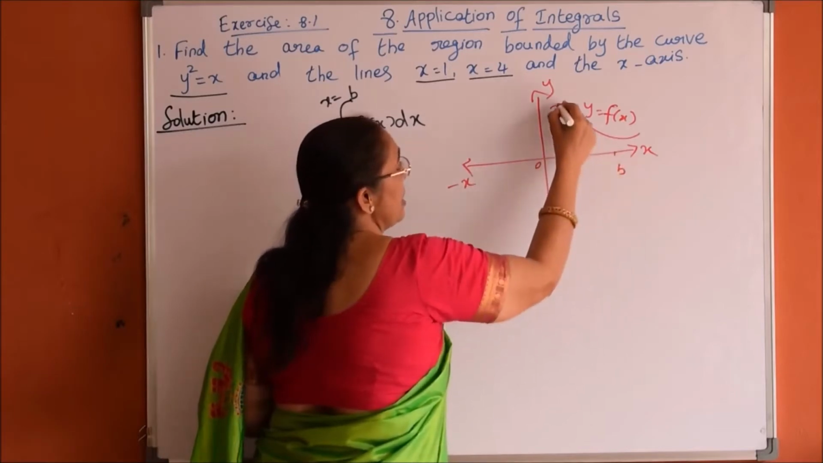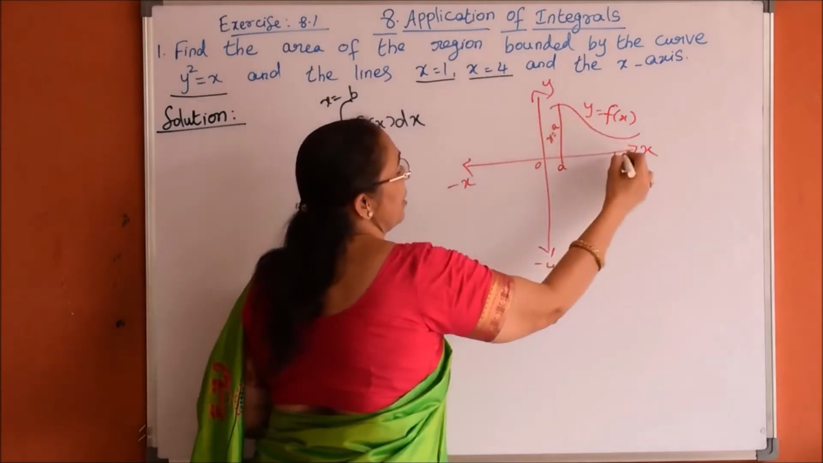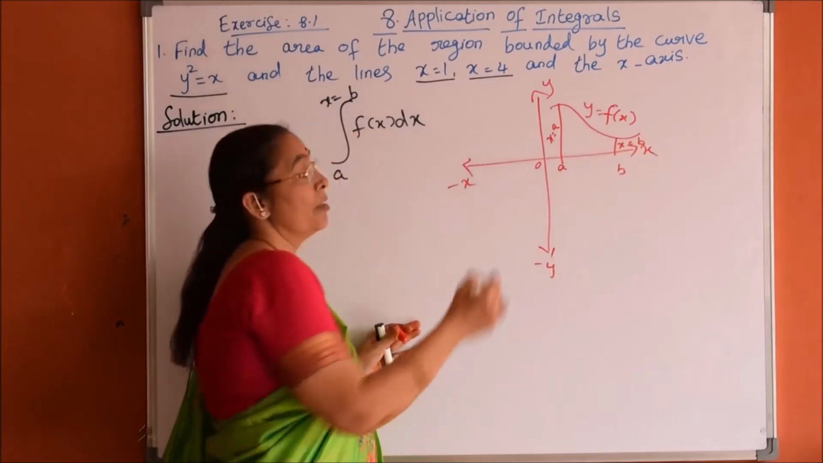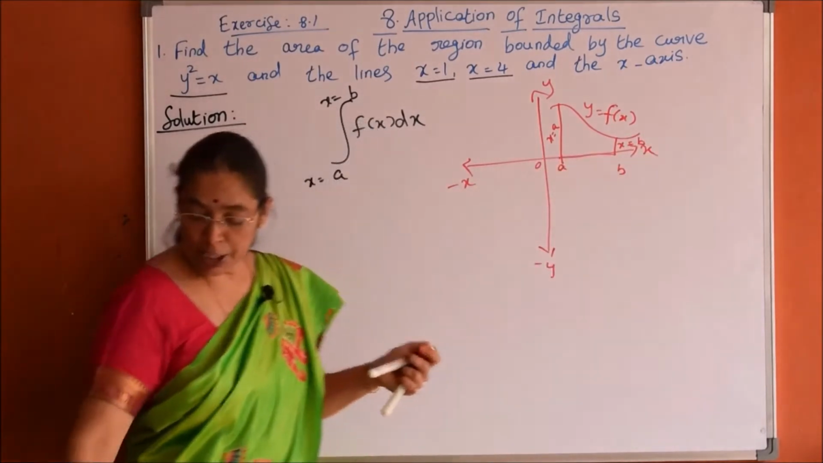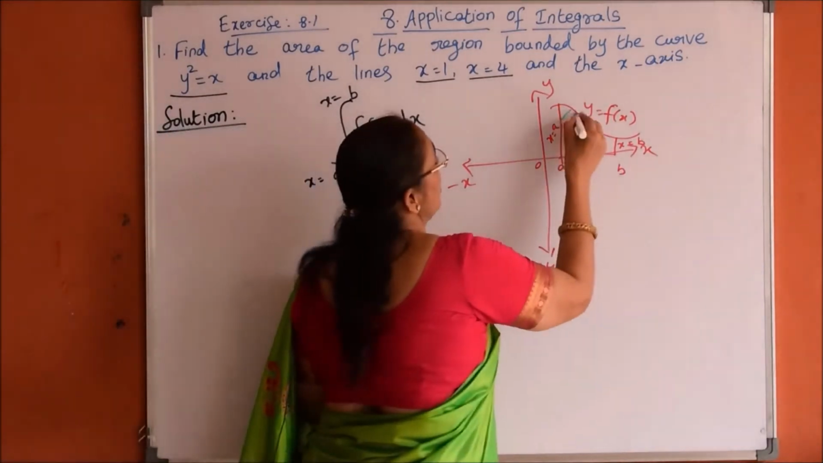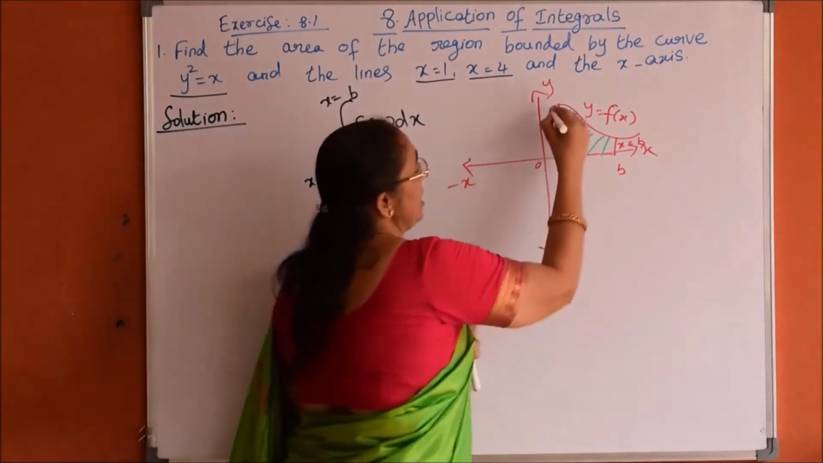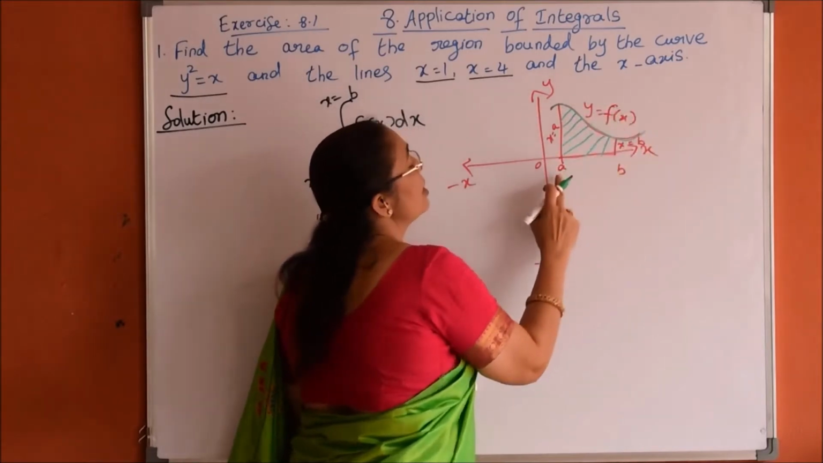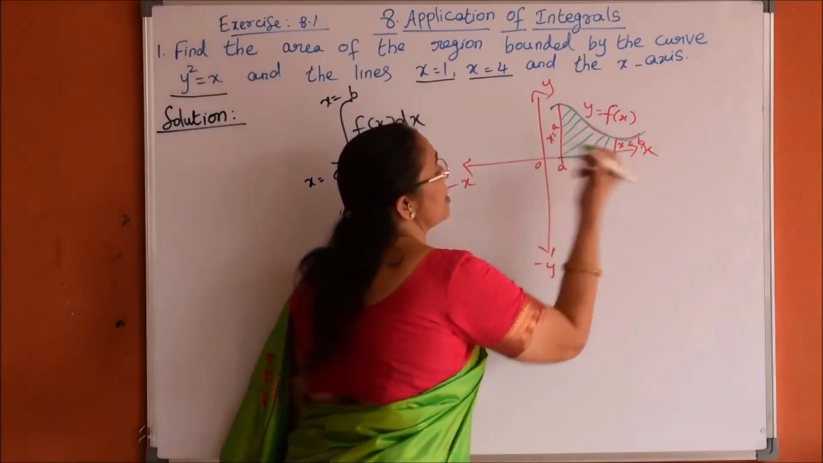So, this is x is equal to a, a straight line parallel to y axis. This is the line x is equal to a and this is the line x is equal to b. Fine. With the x axis. So, which area does integration of a to b f of x dx represent? This is the area. So, integration of a to b f of x dx is nothing but the area between the region y is equal to f of x with the lines x is equal to a and x is equal to b with the x axis.